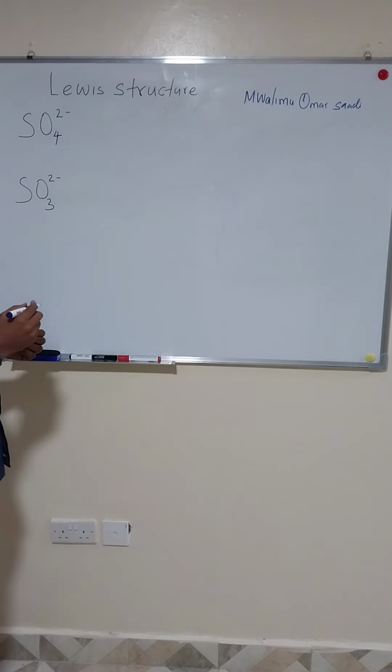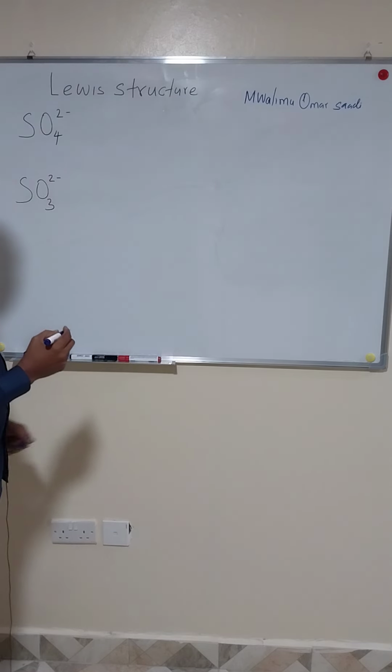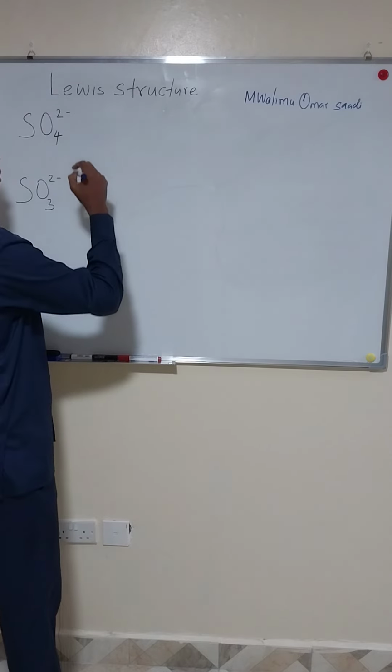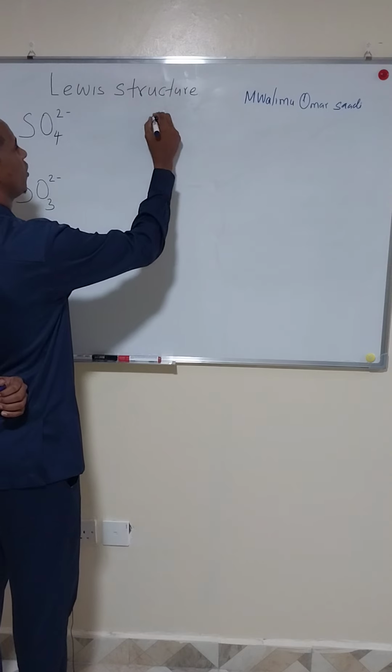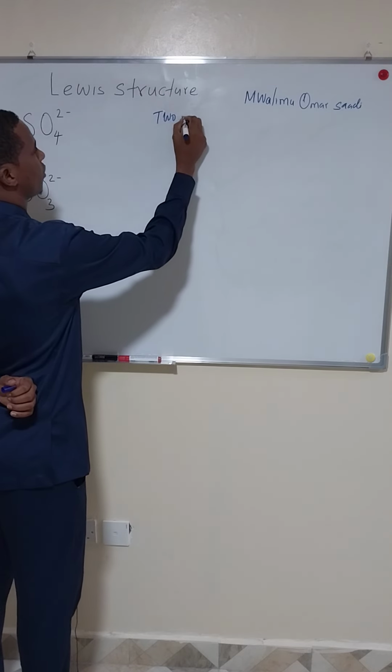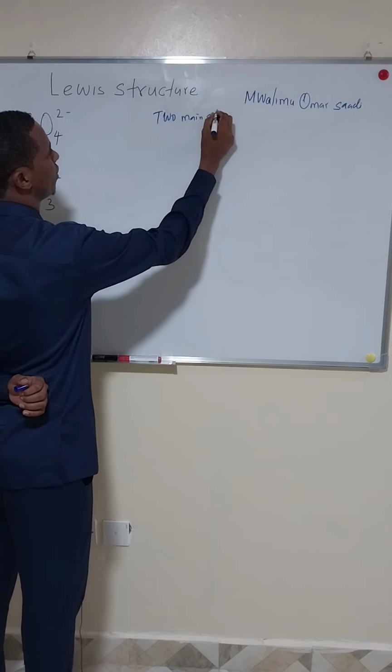In this video, we will discuss the Lewis structure for sulfate ion and sulfite ion. So to write the Lewis structure for sulfate ion, there are two main steps you follow.